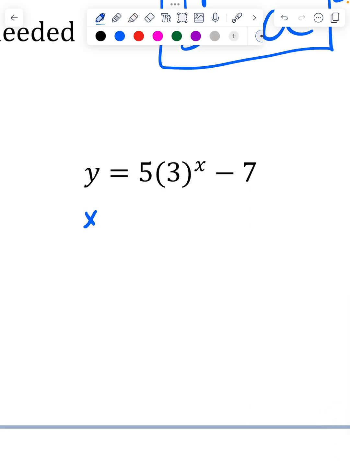So I'm going to put an x here where this y is. I'm going to put a y where the x is. And before I can do anything, I need to get the exponent part alone.